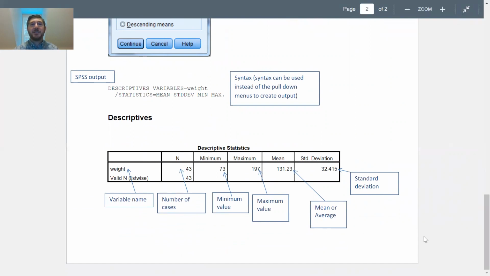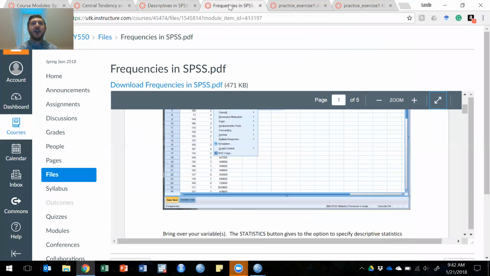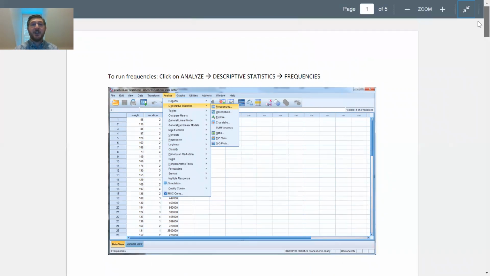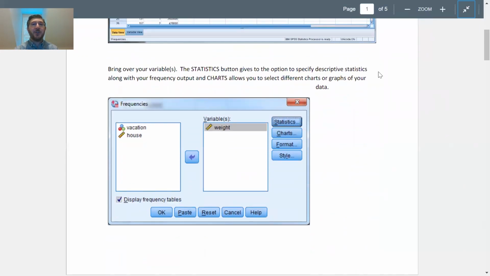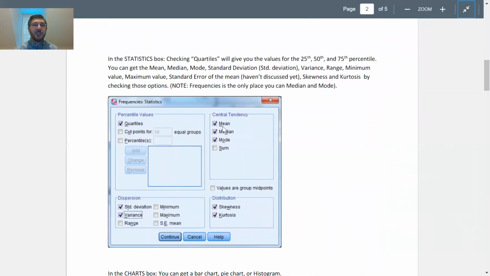I don't find the descriptive statistic procedure in SPSS that useful because you can get all the same stuff from the frequency procedure. So if you're going to Analyze, Descriptive Statistics, Frequencies, bring the variable over that you want. If you click the Statistics box here, you can get all your measures of central tendency, all your measures of variability here. You can even get measures of the skewness and kurtosis of the distribution. You can get percentile values and get those quartiles we were talking about, like the 25th and 75th percentile. If you want specific percentiles, you can click this button here.